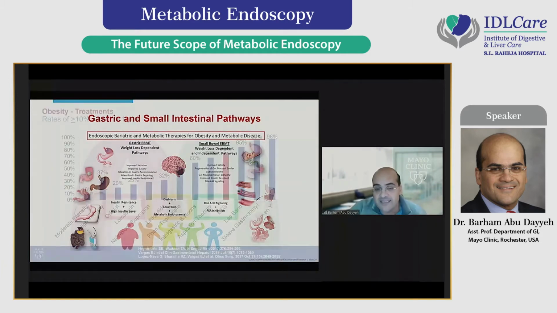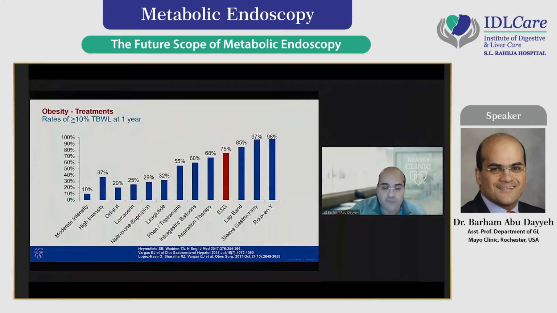Here is the summary of all the data coming from randomized and non-randomized trials in this field for medical, surgical, and endoscopic treatment of metabolic disease. And you could see if we look at more than 10% total body weight loss at 1 year, which is the percentage of the cohort achieving that point, you could see that nicely these endoscopic options, whether implantable devices or gastric remodeling devices, are producing results better than medical treatments, and some of them on par with some of the surgical treatments as well.